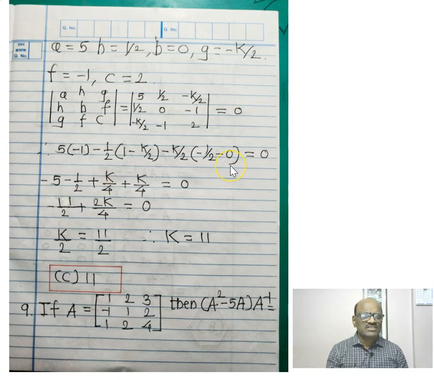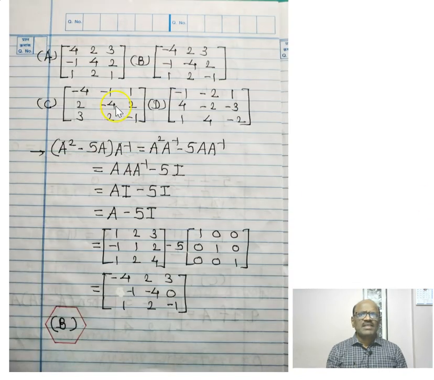If you solve this determinant, then you will get the value of k is equal to 11, and hence option C is correct. Again, if A is equal to the matrix [1, 2, 3; -1, 1, 2; 1, 2, 4], then what is the value of (A square minus 5A) into A inverse? Now we'll see this value.